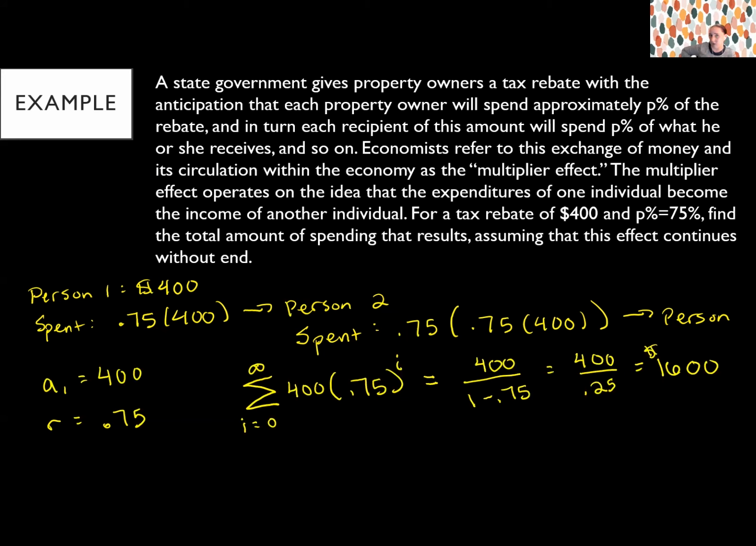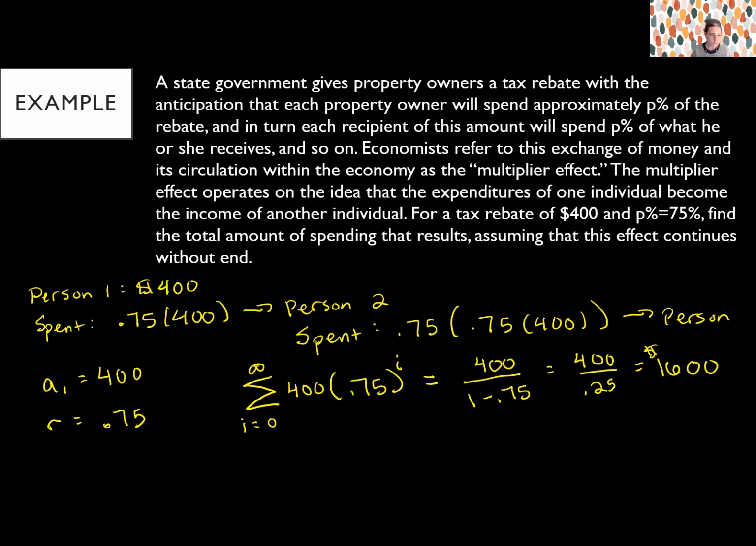Or, the population of the US, if you give every single person in the United States a $400 rebate, and this is what you're assuming is happening, you can take this result, 1,600, multiply it by the total population of the US, or the total amount of people that would be getting that. And then that would be the generated economic spending that you would assume that this occurs.